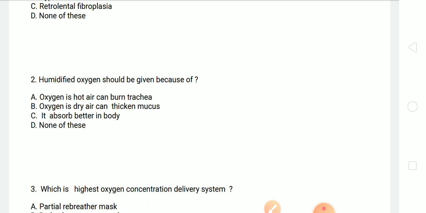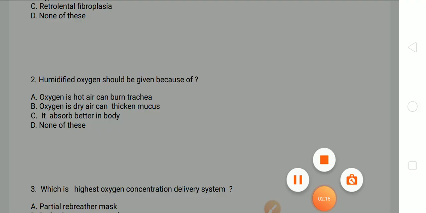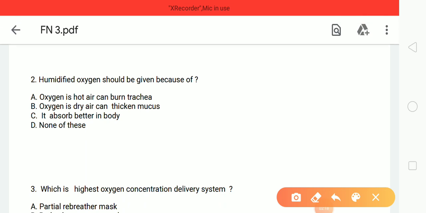The reason for humidified oxygen administration, the correct option is option B: oxygen is dry air and can thicken mucous membrane. This is the correct option. This question is also important and has a 95% chance of appearing in the upcoming exam.